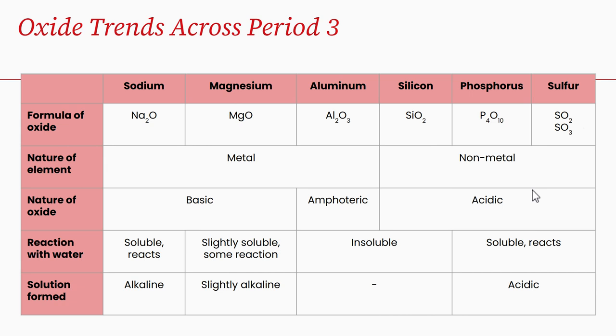Silicon, phosphorus, sulfur, they're all nonmetals, they're all acidic. Silicon is insoluble with water, so it doesn't react. And then the phosphorus and sulfur are soluble, they react, and then it creates an acidic solution, like we mentioned. So that's just a recap of the trends that we've seen.